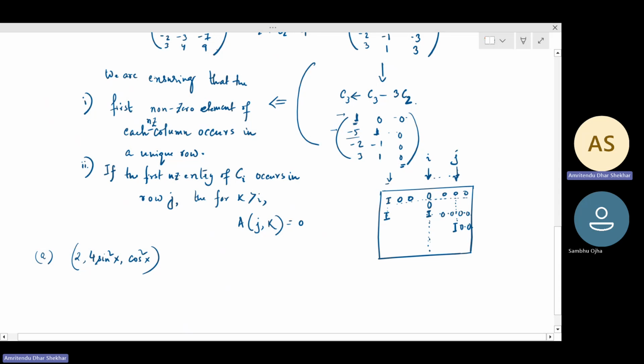So if your matrix is in this particular format, then it is a kind of echelon form. From here, all you have to do is count the number of non-zero columns and the number of zero columns. The number of non-zero columns will give you the rank of the matrix. The number of zero columns will give you the nullity of the matrix. So I hope this is clear.